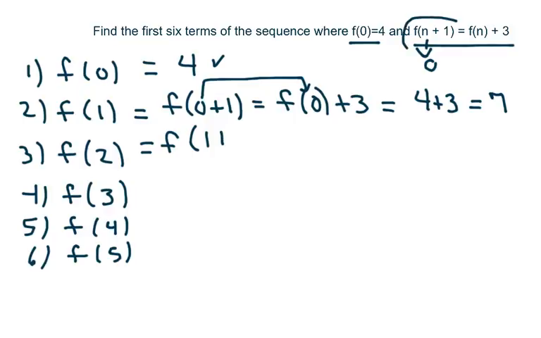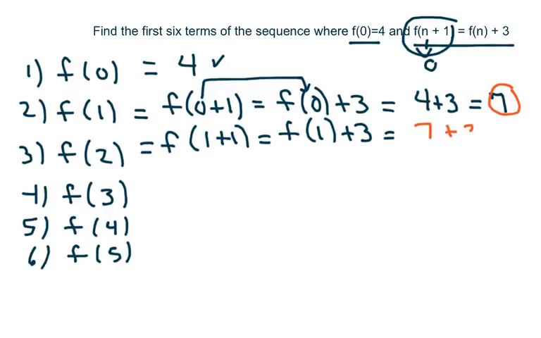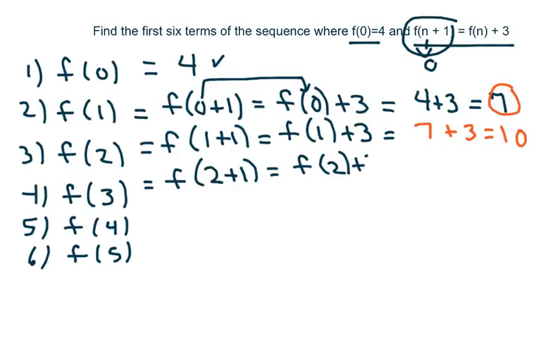Okay? So to find f of 2, we're going to let n be 1. I'm using this formula here again. So my n is 1, so I'm going to do f of 1 plus 3. Well, f of 1 is 7, so I have 7 plus 3. That gives me 10. All right, for the next one, I have f of 3, so that's n is 2 plus 1 equals f of 2 plus 3. And f of 2 was just 10, so I'm going to get 10 plus 3 equals 13.